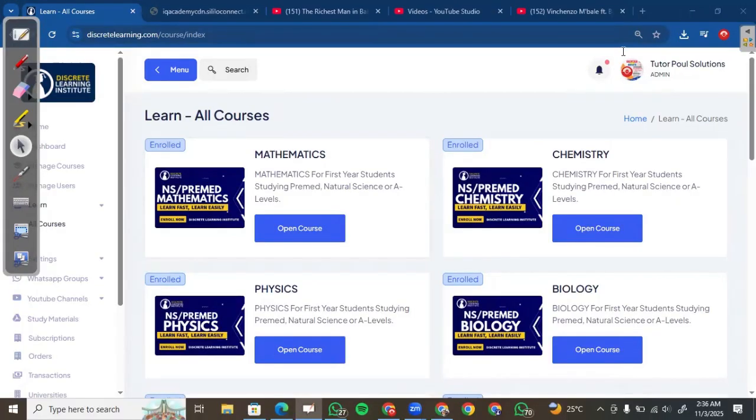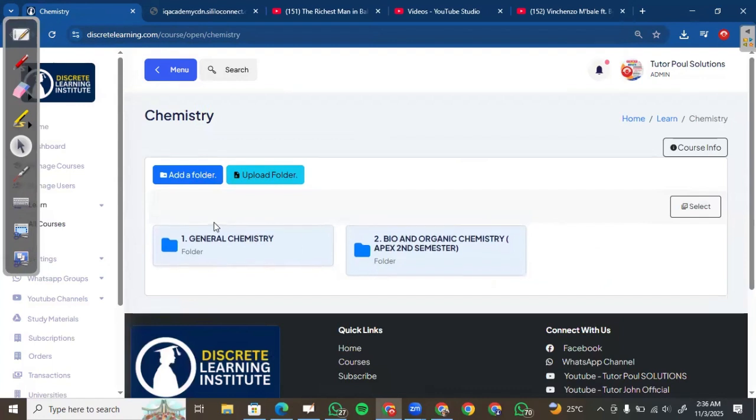Once you register and then you go on our website, you're going to see something like this. It depends on whatever you want. If you want math, you register for math. If you want chemistry, you register for chemistry, just like that. For example, if I open the course chemistry here, you'll find 2 folders. If you're in semester 1, you go into the general chemistry here. If you're in semester 2 Apex, you go into this folder.